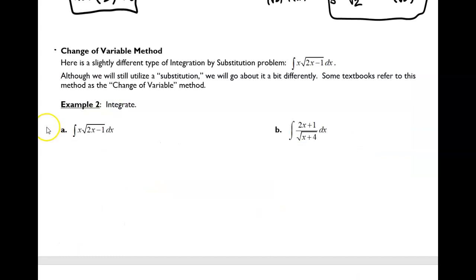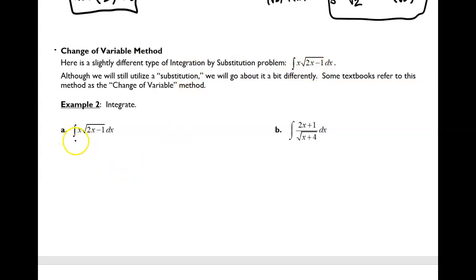Let's also talk about the change of variable method. This is a harder method to spot. When I look at an integral such as x times square root of 2x minus 1, you might be thinking, oh, this seems like a normal U substitution problem. I make U the part underneath the radical. The difference is I notice that the degree of the part underneath the radical is the same as the degree outside the radical. When I notice that happening, I'm probably going to use this method.